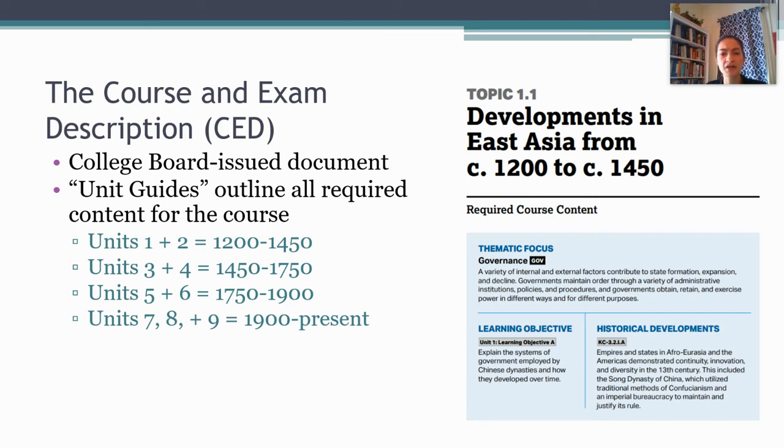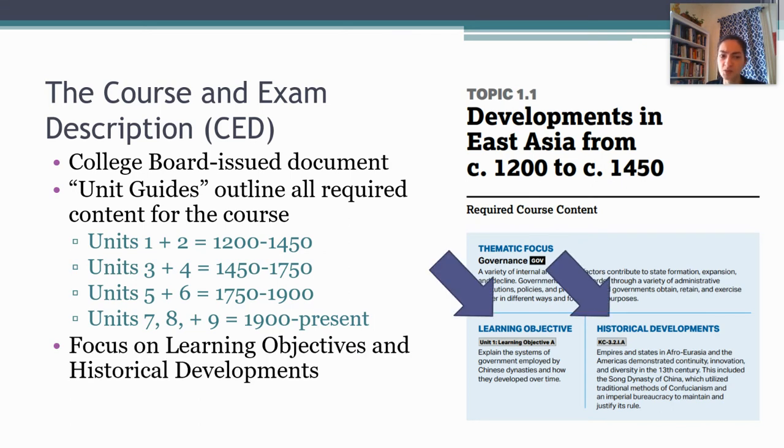What you really want to look at is these 2 sections on each page called Learning Objective and Historical Developments. Learning objectives describe what you should be able to do after studying that topic. So in this case, you should be able to explain the systems of government employed by Chinese dynasties and how they developed over time.